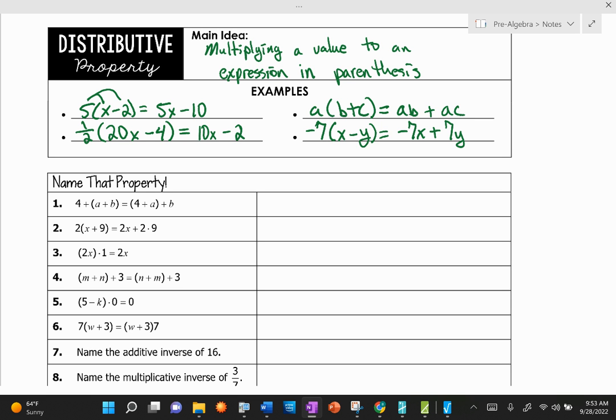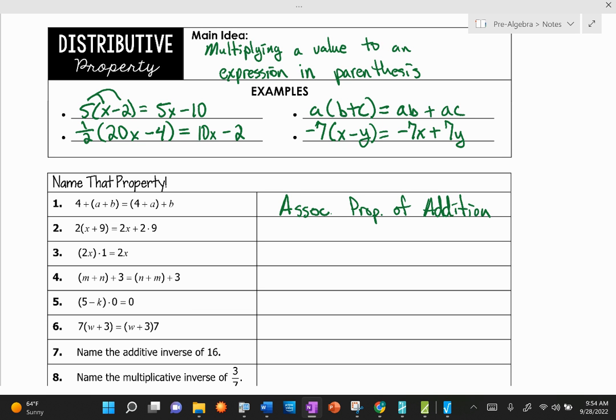So, if we were to name that property, what would number 1 be? We've got 4 plus the factor a plus b equals 4 plus a plus b. Izzy. Associative. Does that make sense? Okay. So, we see the parentheses. Guys, scroll back through my notes, see which ones we were grouping together. Associative property is all about what numbers you're associating with each other. We use parentheses for that. Okay. What about the next one, number 2?